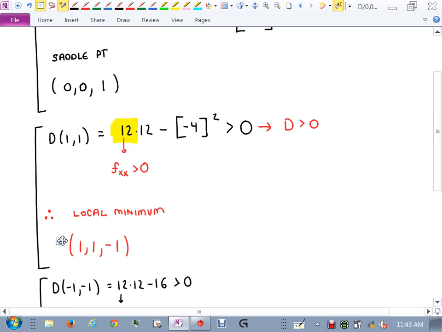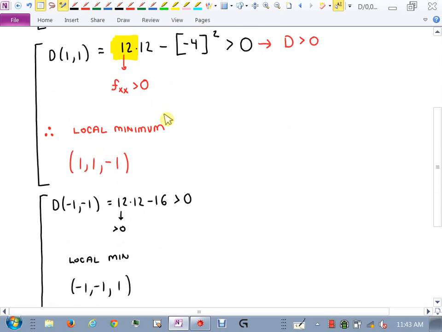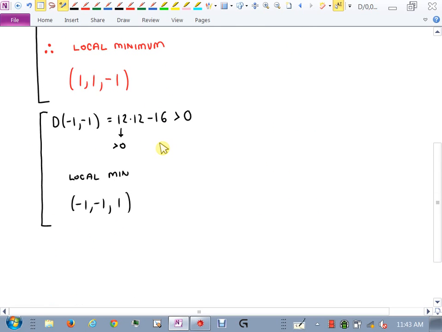Is it negative 1, negative 1, 1? Yeah, should be... negative, hold on, sorry, negative 1. This one right here? Yes. We have a local min at negative 1, negative 1, negative 1.